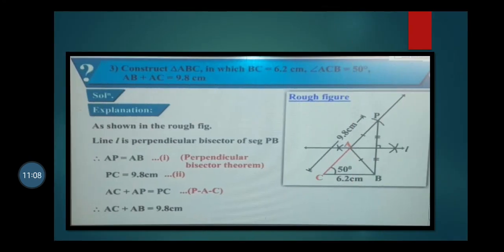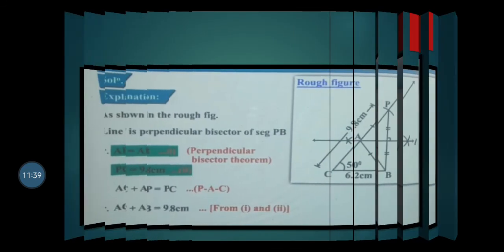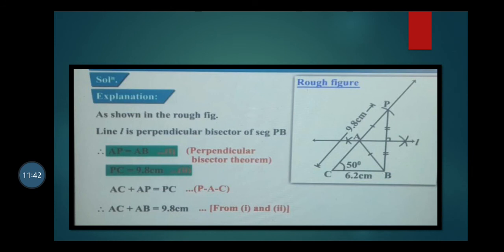As shown in the rough figure, line L is perpendicular bisector of seg PB. Therefore, AP is equal to AB because of perpendicular bisector theorem. Let's give that equation 1. PC is equal to 9.8 centimeter. Equation number 2. PC is equal to AC plus AP, that is P dash A dash C. Therefore, AC plus AB is equal to 9.8 centimeter. That is from 1 and 2.